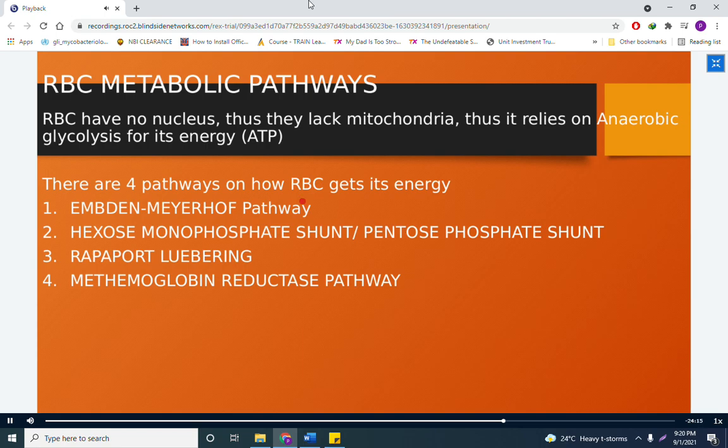It will rely on what you call anaerobic glycolysis for its energy. Now, what do you know, class, about the meaning of glycolysis? Can you tell me the meaning of glycolysis?